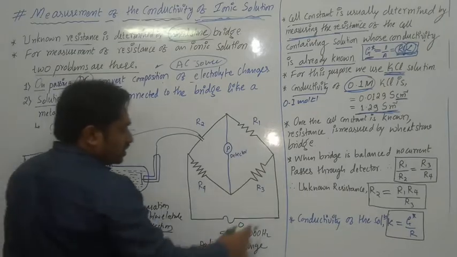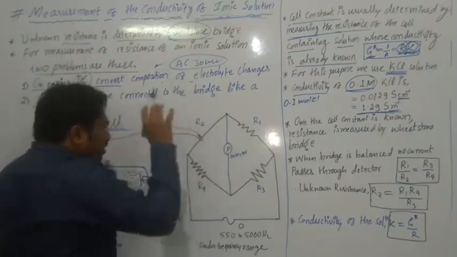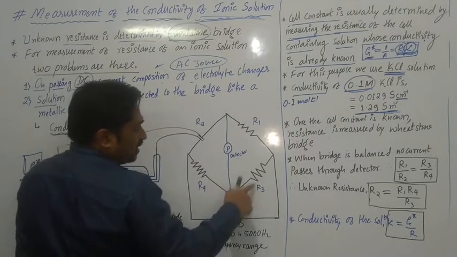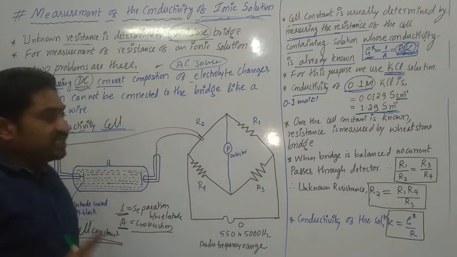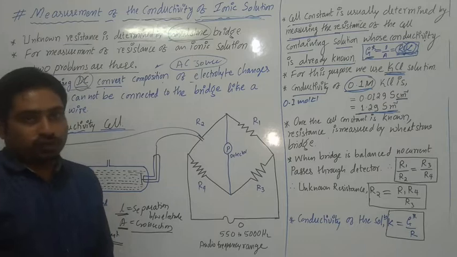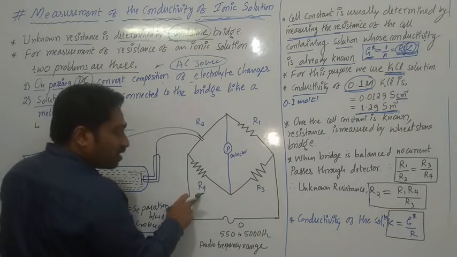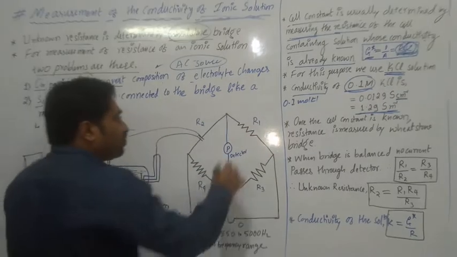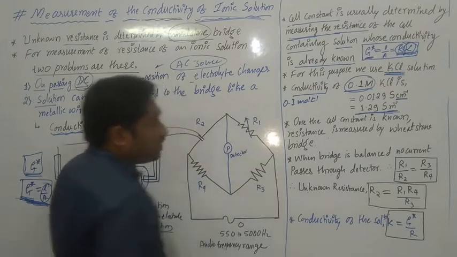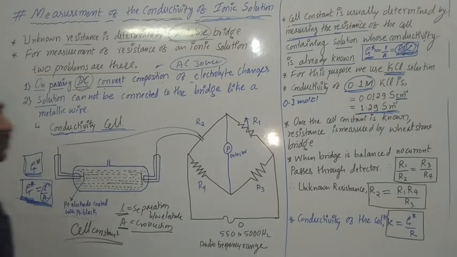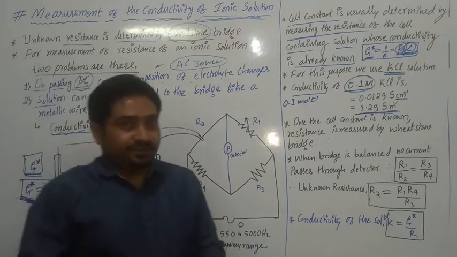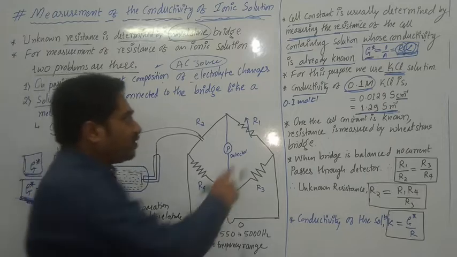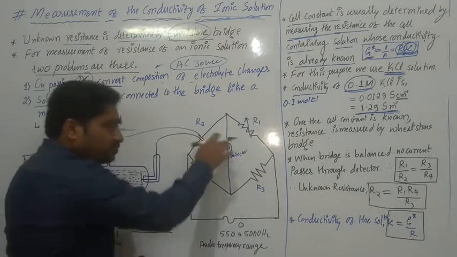In the Wheatstone bridge, the circuit is joined like this: R1, R4, R3. These three are resistors whose resistance is known. I know the resistance of R4, R3 and R1. Here I generally use R1 as a variable resistance. For variable resistance I use a rheostat. In our lab we use a rheostat because on changing the value of R1 I can balance this bridge.